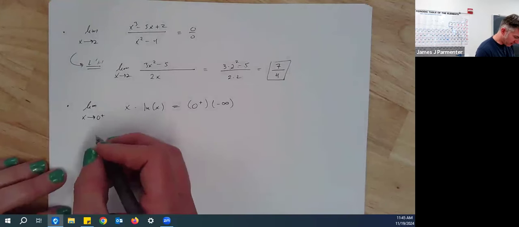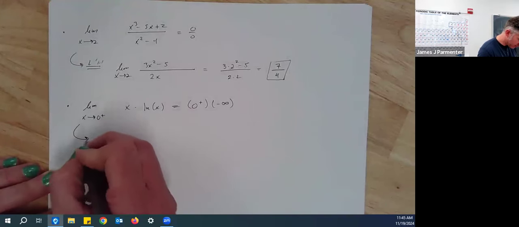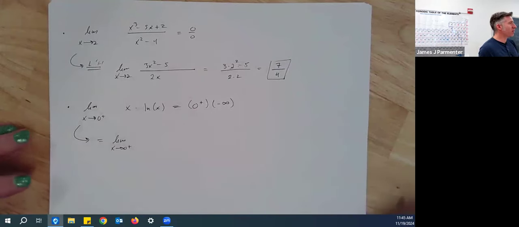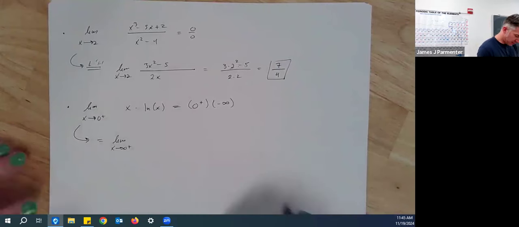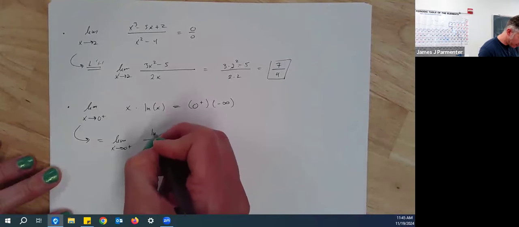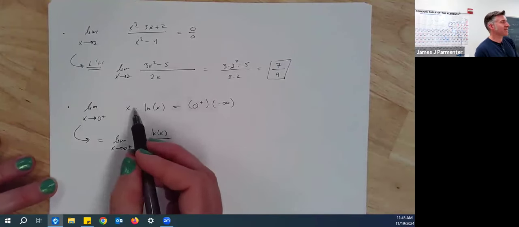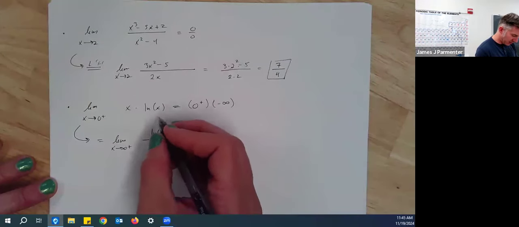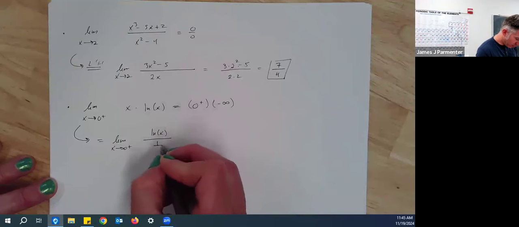So here's how we're going to rewrite it. We're going to rewrite it as the limit as x approaches 0. We typically try to leave the more complicated thing on top. So I'm going to leave the natural log of x on top, and then bring the x down to the bottom as its reciprocal. So I'm going to rewrite this as natural log of x divided by 1 over x.